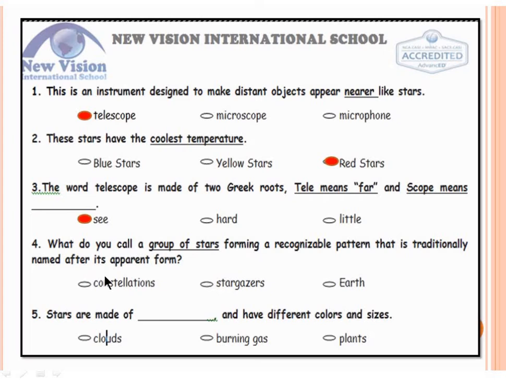Excellent. Number 4. What do you call a group of stars forming a pattern? Constellations, stargazers, or Earth? Constellations. Number 5. Stars are made up of blank and have different colors and sizes. How can you describe stars? Is it made of clouds, burning gas, or plants? Burning gas.